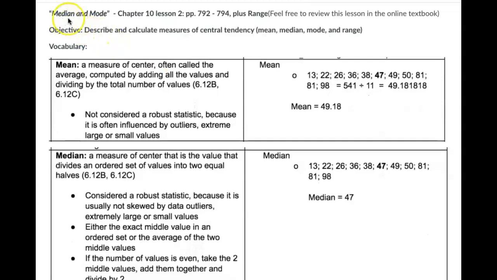Okay, median and mode. This is going to remind you of where to find this in the textbook. This is important because when we do a test or a quiz on this, look in the book. Look for examples in the book. Look back at this page. There are plenty of resources for you to use to remember how to do these things.